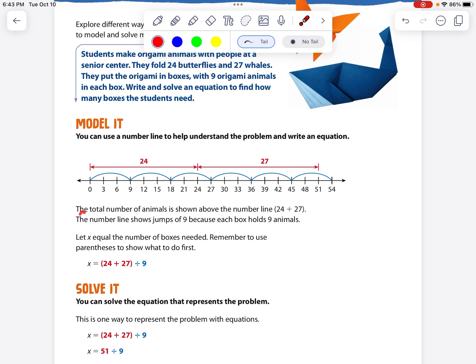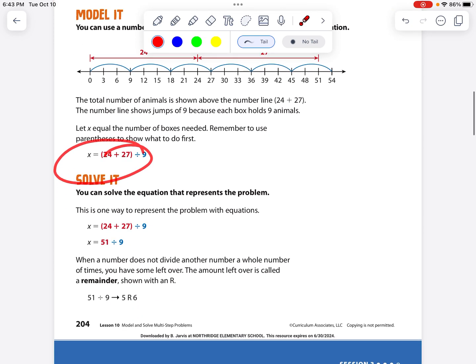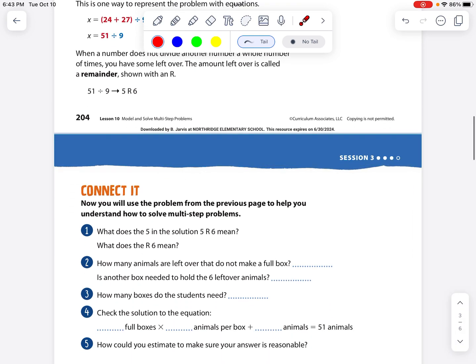Okay, then the total number of animals shown in the number line is 24 plus 27. The number line shows jumps of 9 because each box holds 9 animals. Okay, so this is the equation. And then, again, they solved it. The amount left over is called the remainder. You're going to want to remember that.